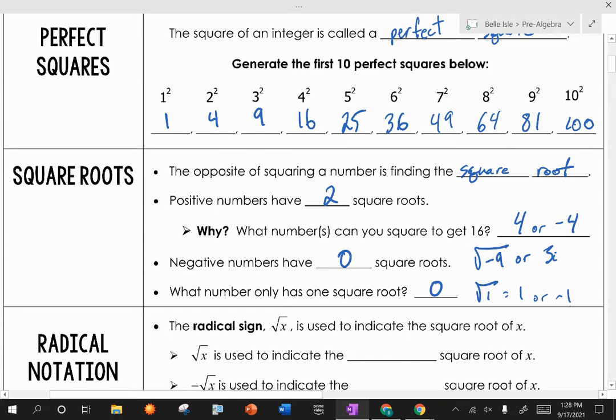Okay. 0 is 0. It can't be negative or positive. Exactly. Exactly.